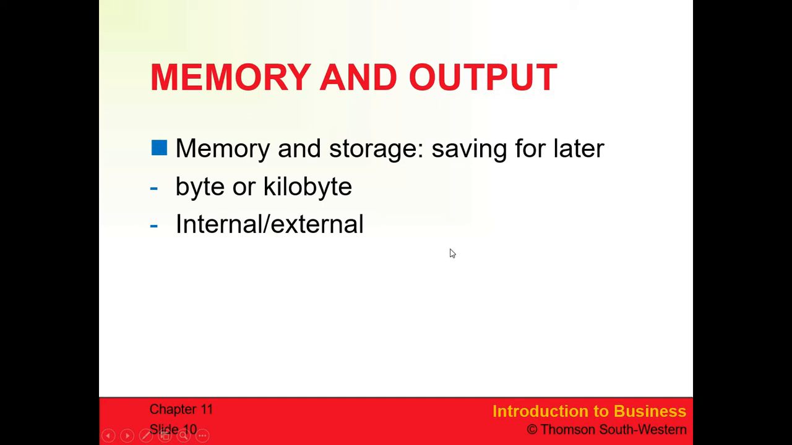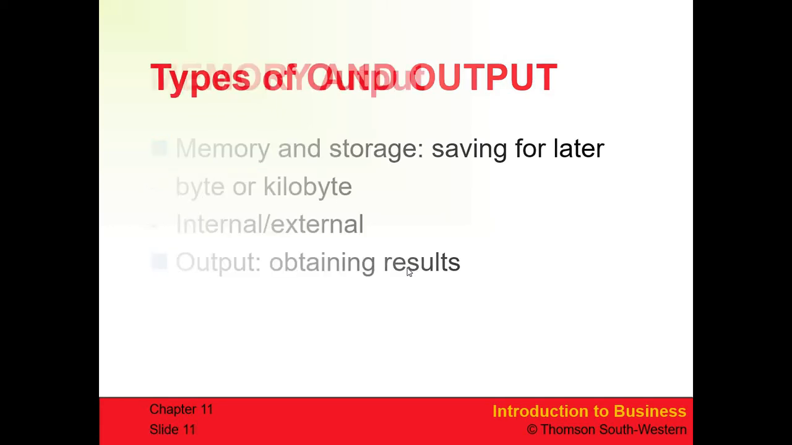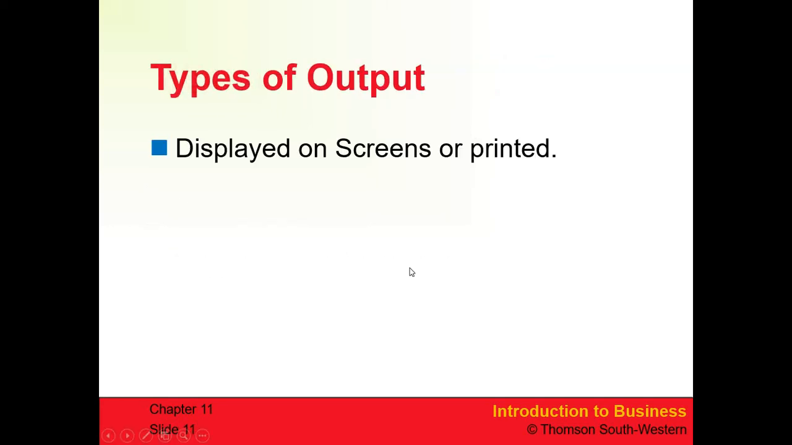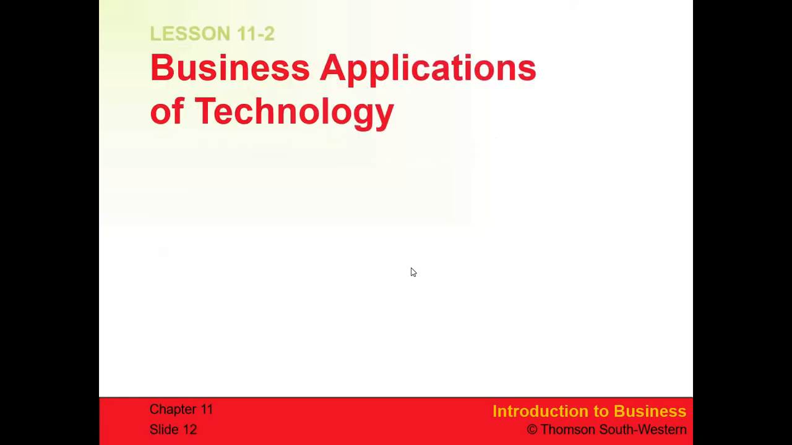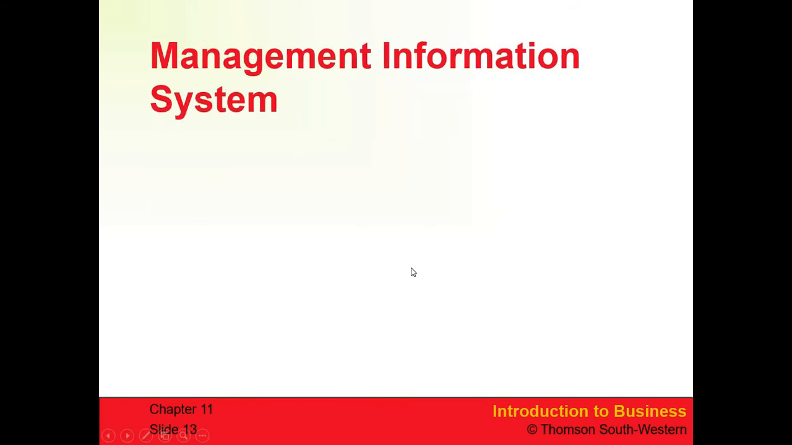Internal versus external. Internal is your C drives, things like that that stay on your computer itself. External would be external hard drives, jump drives, anything there you store it off of the computer. Even the cloud would be considered an external device. Output is where I obtain results. Different types of outputs would be screens, printed work, things that go onto the wall, graphics, sound, videos.